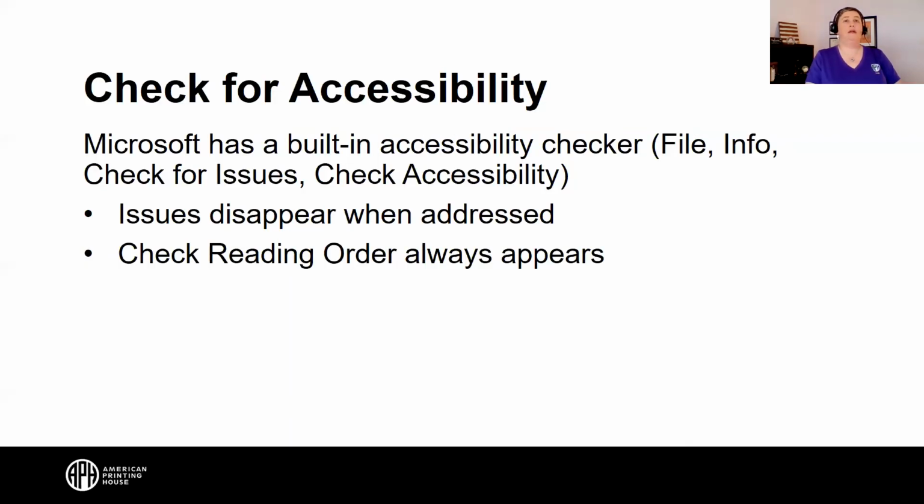So let's talk about checking for accessibility. Microsoft actually has built-in accessibility checkers. You will go to File, Info, Check Issues, and Check Accessibility, which we will do. If you use that to check for issues, the issues will disappear once you've addressed them. There is one section that will always appear, and that is the check reading order.